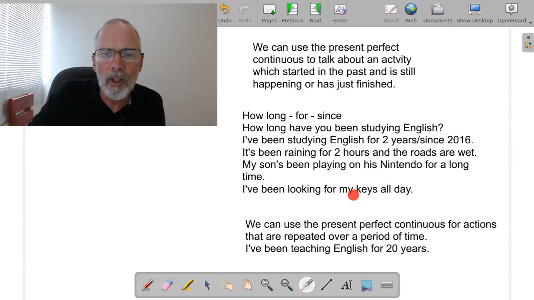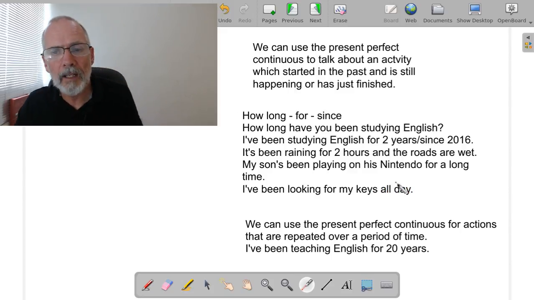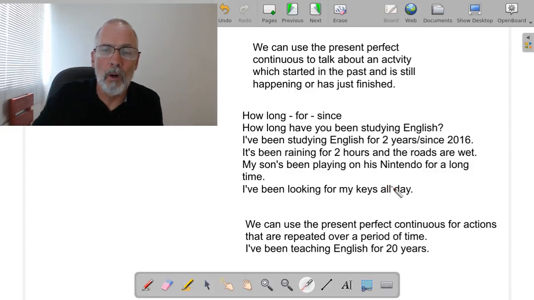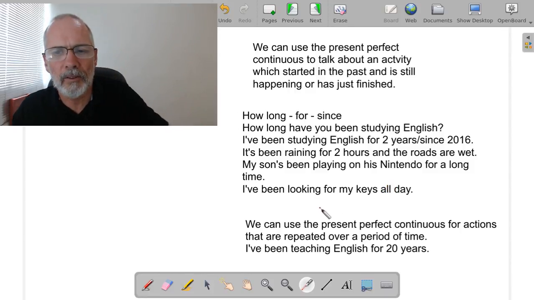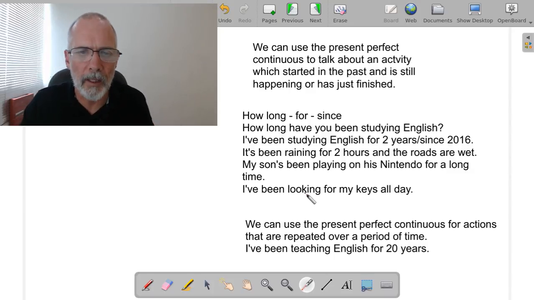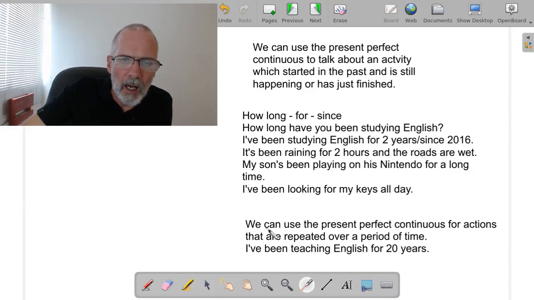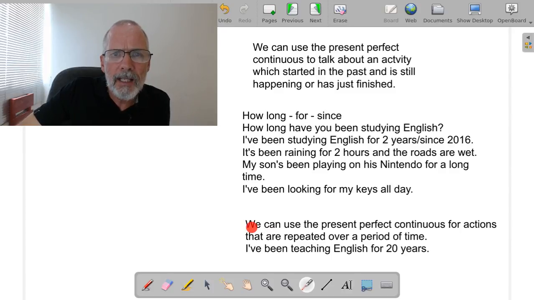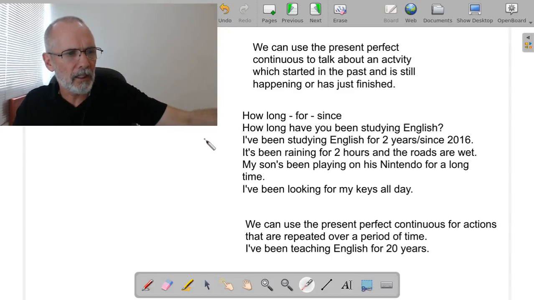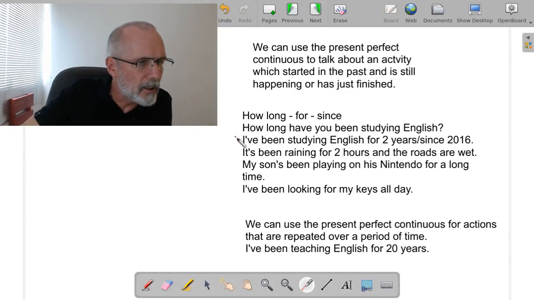Another one, I've been looking for my keys all day. We can use this tense with this expression, all day, all week. So it means from now until, well, all day could be, I guess, in the past. Yesterday I was looking for my keys all day. Another time we might use this tense, this one here, is for continuous activities that started in the past and continued till now.